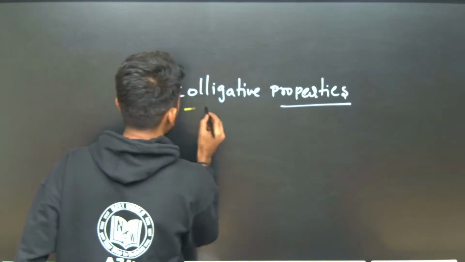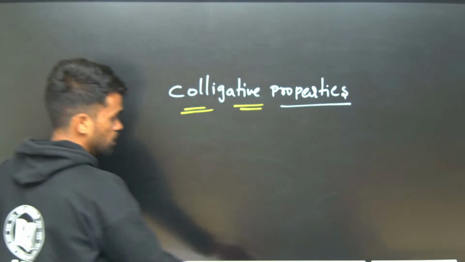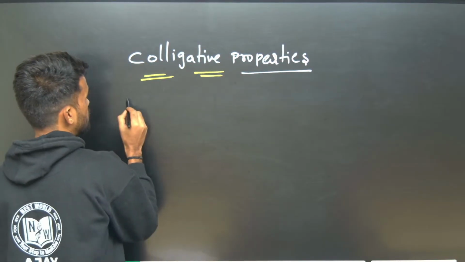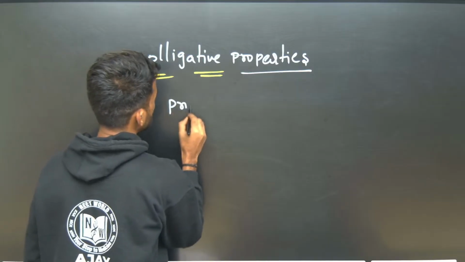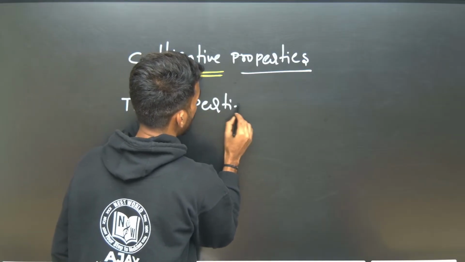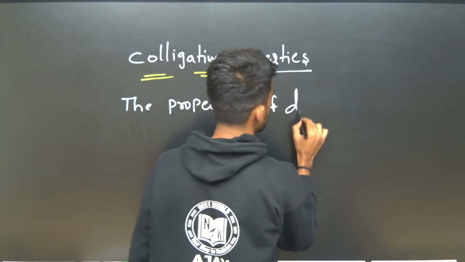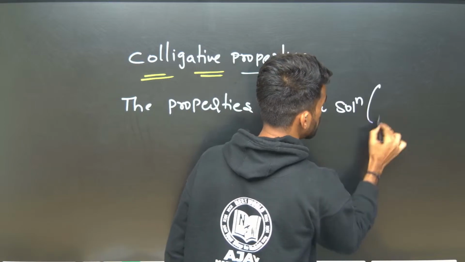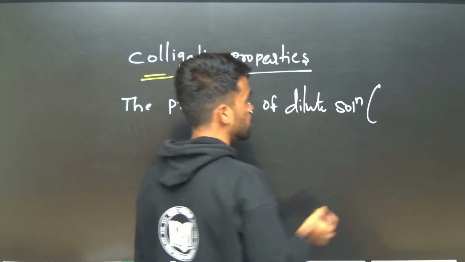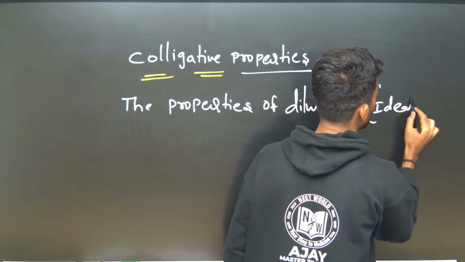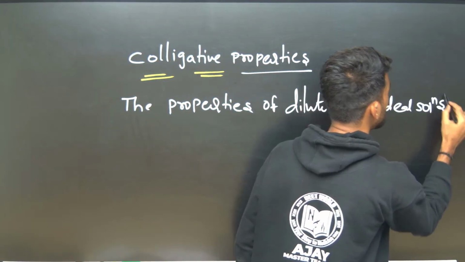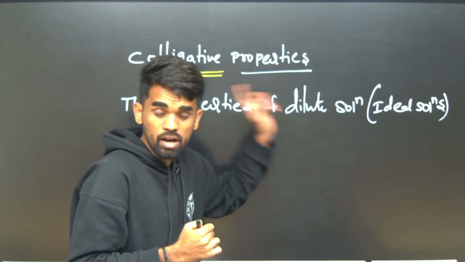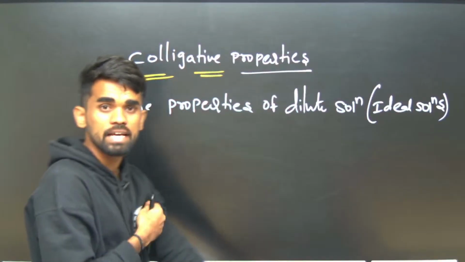So what exactly do colligative properties mean? Just look here. These are the special properties of dilute solutions, or especially if I want to mention, it is the properties of ideal solutions. We have discussed ideal and non-ideal solutions in the last class. So these colligative properties are the properties of ideal solutions.